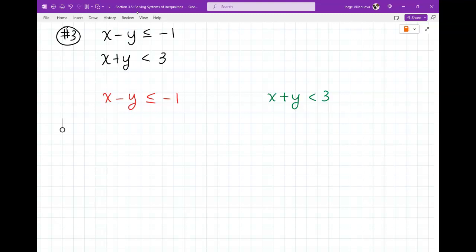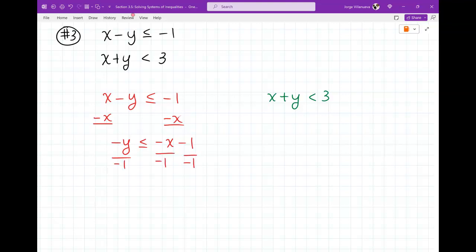I got to solve for y, both of them, okay? Let's start with the left side. If I want y by itself, let's subtract the x, okay? So we're subtracting x first. So I get -y less than or equal to -x minus 1, okay? I still need to get y out by itself. So I got to divide everything by -1.